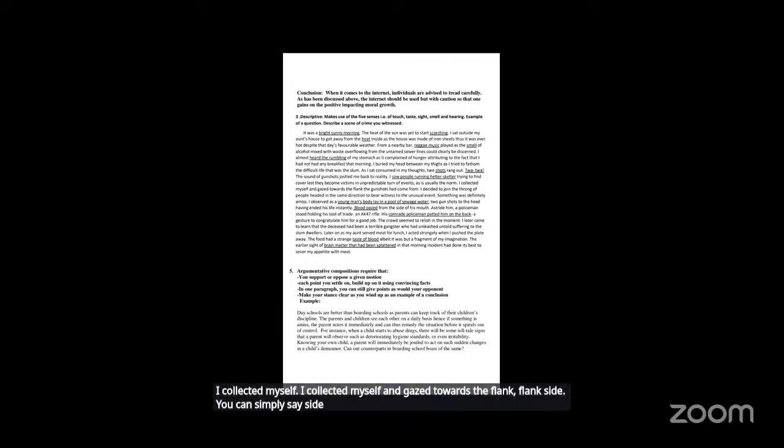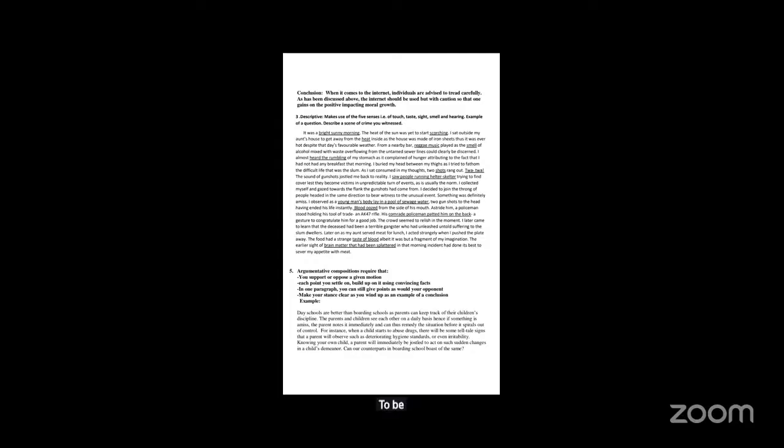But what are we trying to aim? Our English to be above my counterparts. The flank is a side. Towards the flank, the gunshots had come from. I decided to join the throng of people headed in the same direction to bear witness to the unusual event. Something was definitely amiss. That is a simple sentence. A simple sentence will always capture the mood.